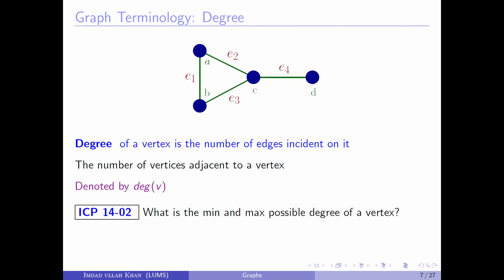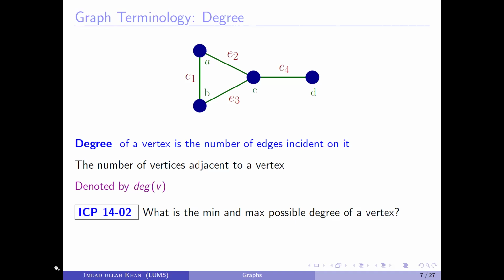So the next ICP is that pause the video over here and figure out on your own that given an unseen graph where we know the size of the set of vertices and the size of the set of edges, what is the minimum and maximum possible degree of a vertex?